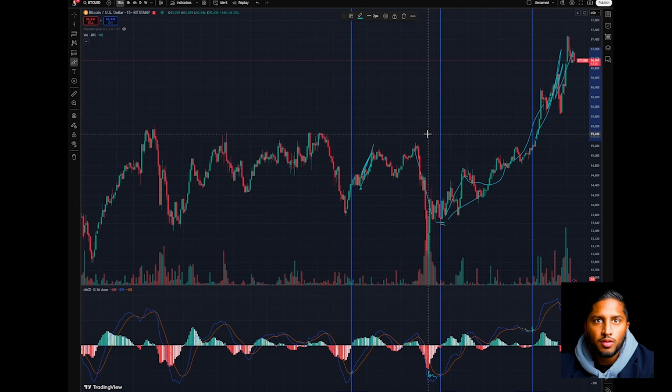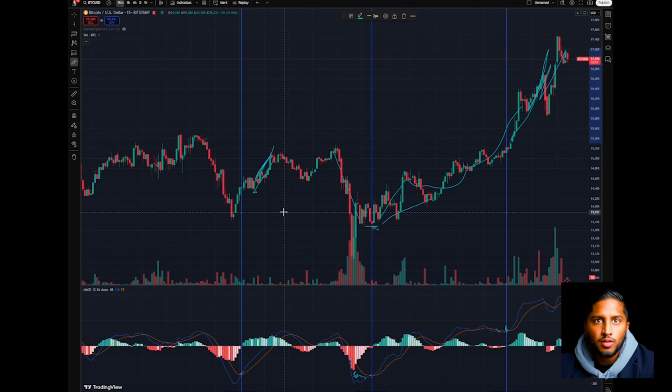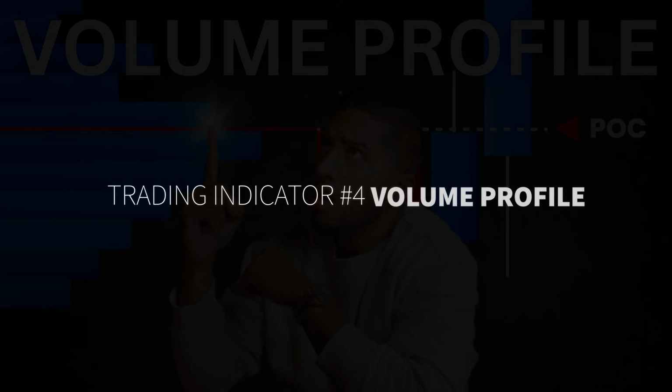It's just one of the indicators that really help us understand the trend and the momentum and what could happen. Very important to learn this and apply it to your trading.